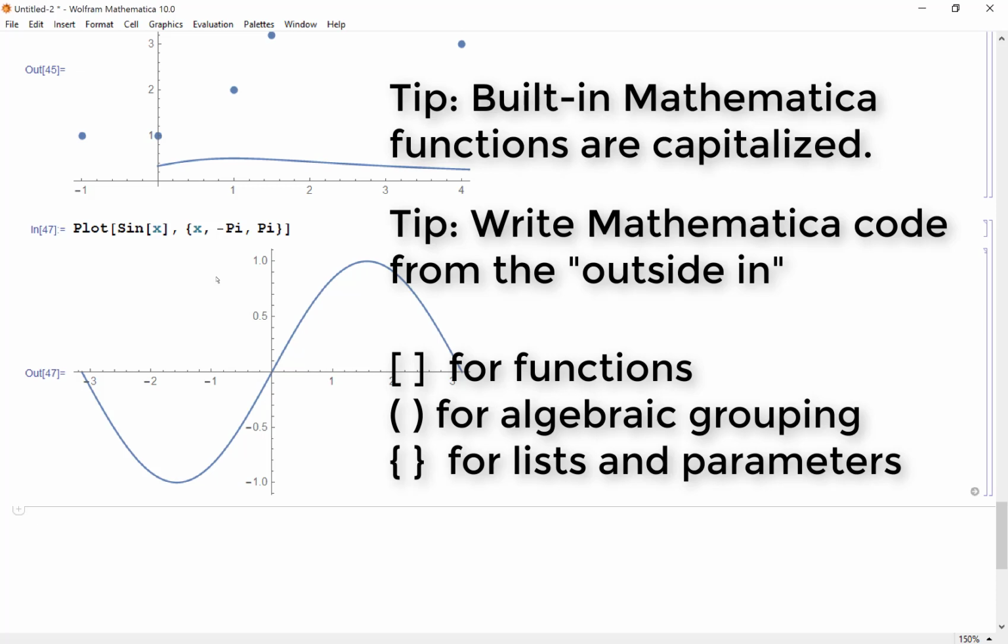This will get you started with Mathematica. There is a ton of stuff to do out there. If you need help with it, I'd be glad to help. Just let me know, leave a comment, and I'll try to help.